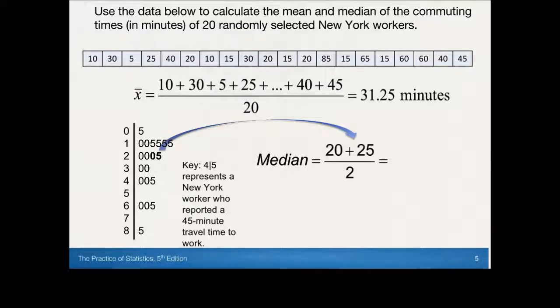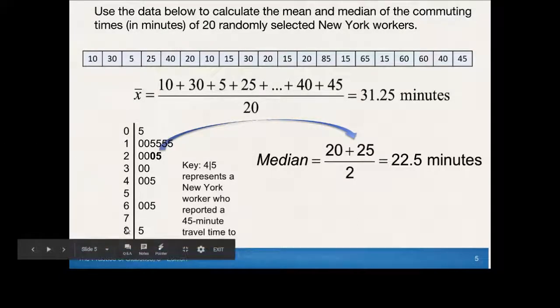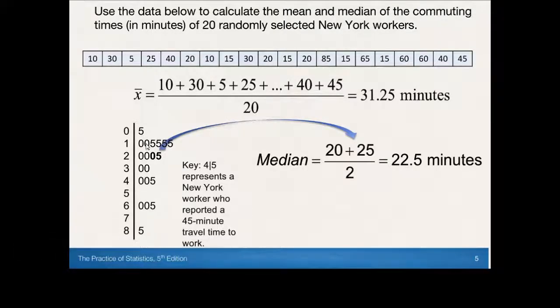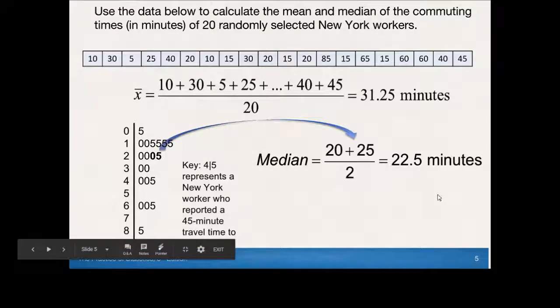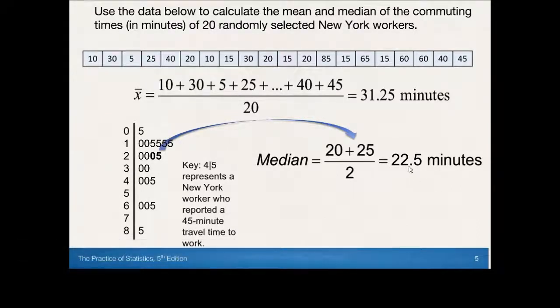And so 20 plus 25 is 45, divided by 2 is 22.5 minutes. So it is the median average. We remember not to count the stems, only the leaves, because that represents 5 and 10 and 10 and 15 and 15 and so on. Okay, so notice that the mean average is 31.25 and the median is 22.5.